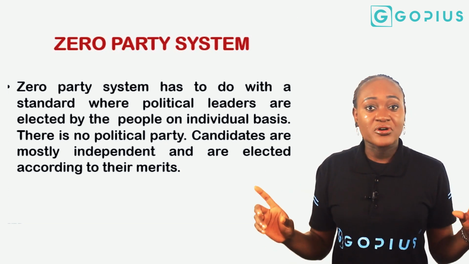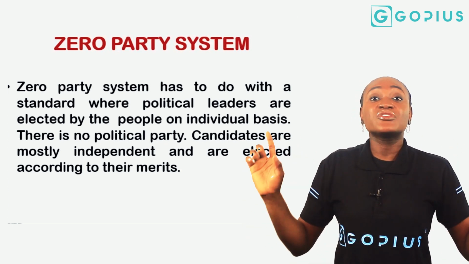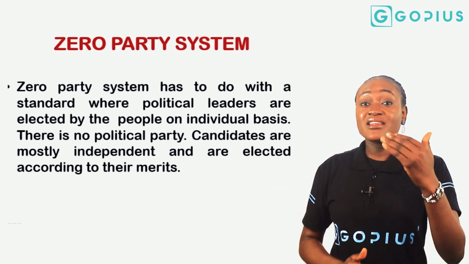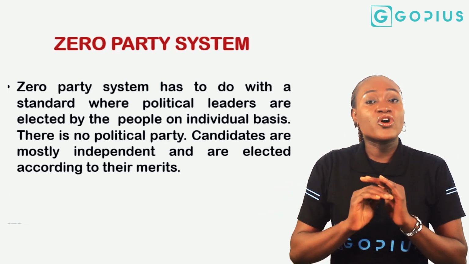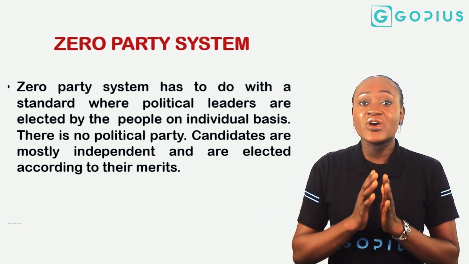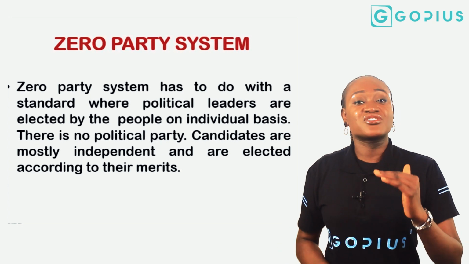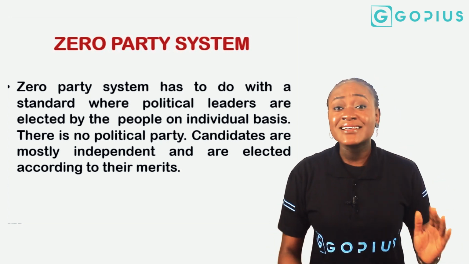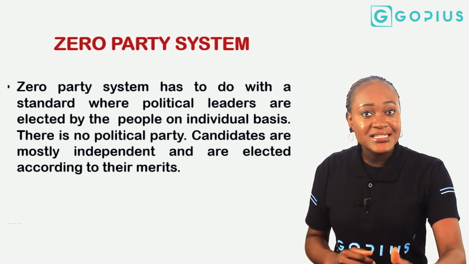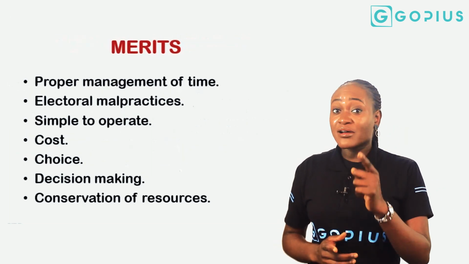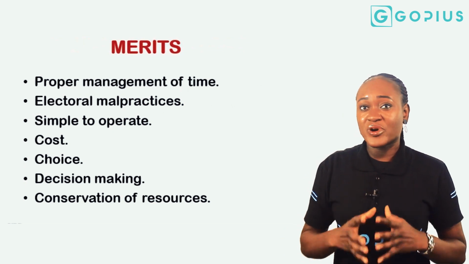By the word zero, it could mean nothingness, like there is no political party. So the people who are elected into power are elected on individual basis. They don't go through any political party. There is no political party in a zero party system, and candidates are mostly independent and are elected according to their merits.